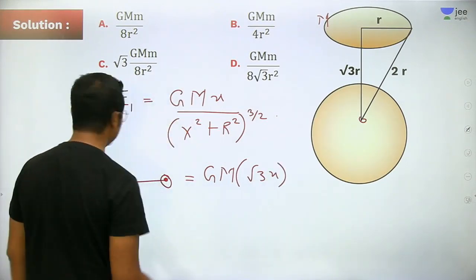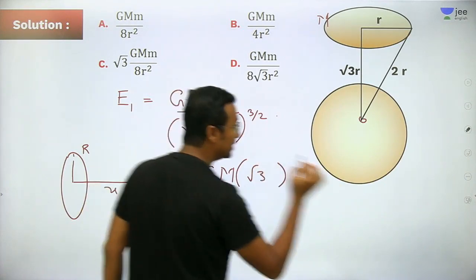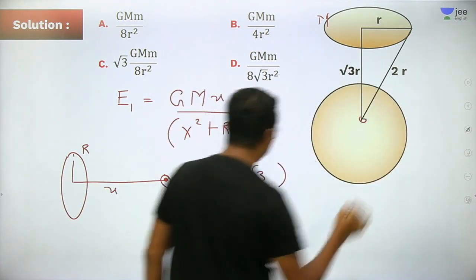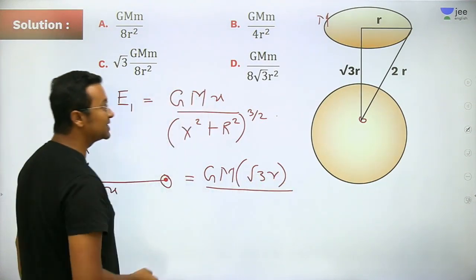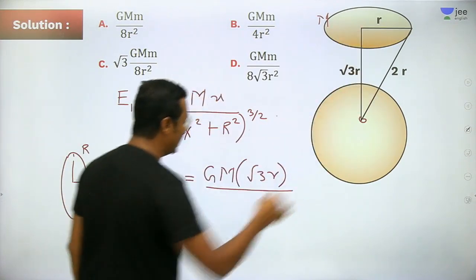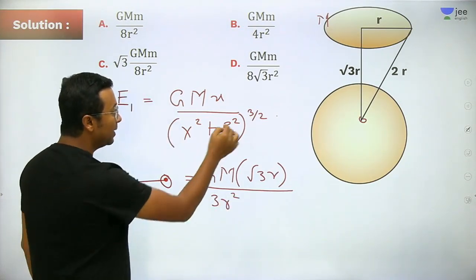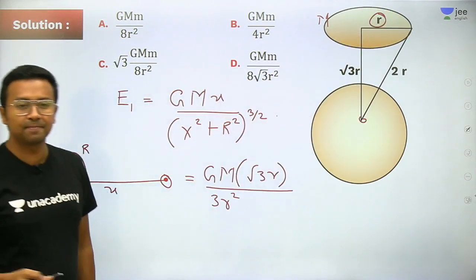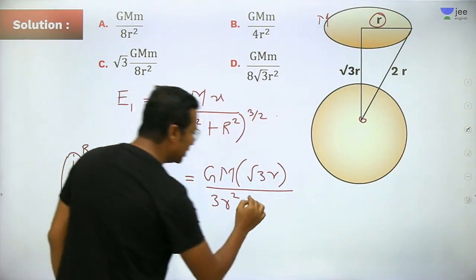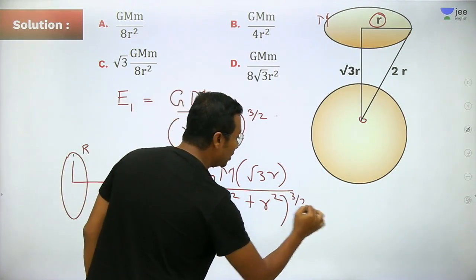By the way, there's a slight mistake here, so we'll quickly correct it. This will be equal to root 3R divided by X square. X is root 3R only, so it will become 3 times R square, plus R square. R is what? This radius, small r. Clear, very simple. So this will be R square, and now this will be to the power 3 by 2.